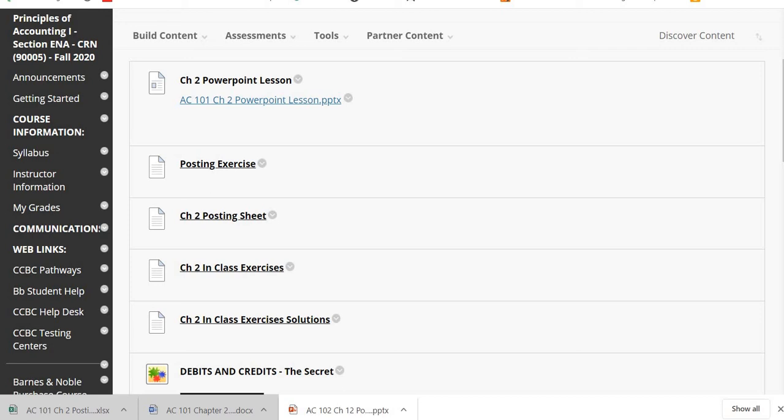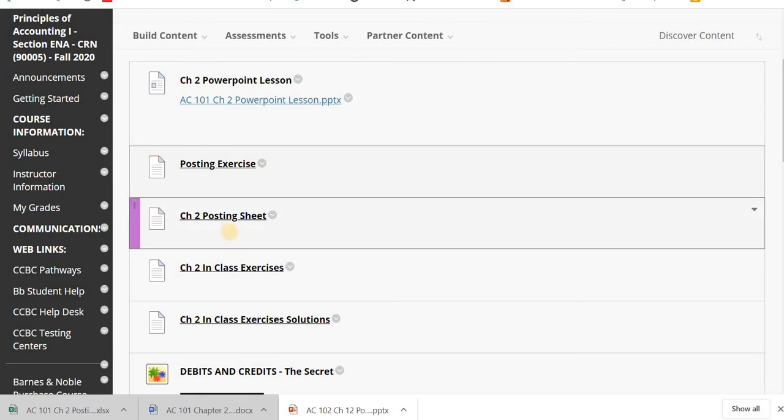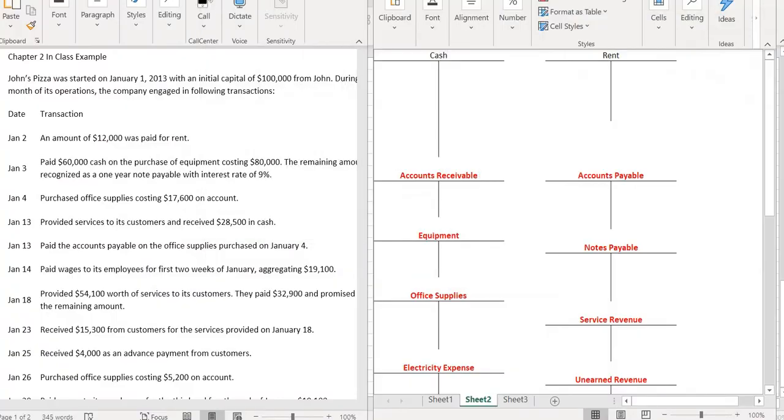Okay, we're going to work now on posting some accounts to T accounts. To do that, you need to print out two documents. First, one in Blackboard called Posting Exercise, the other called Chapter 2 Posting Sheet. So you need to pause this, and if you have not done so yet, print both of those out. Okay, on the screen I have the posting exercise here and the posting sheet to the right.